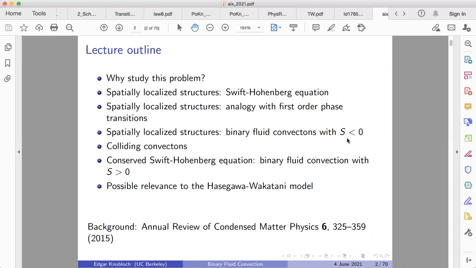And then I'll say a few words about the opposite problem, where this separation ratio S is positive, and that will actually allow us to derive the so-called conserved Swift-Hohenberg equation directly from the fluid equations. And then if there is time, I want to say a couple of words about how this might relate to the Hasegawa-Wakatani model that many people here are interested in.